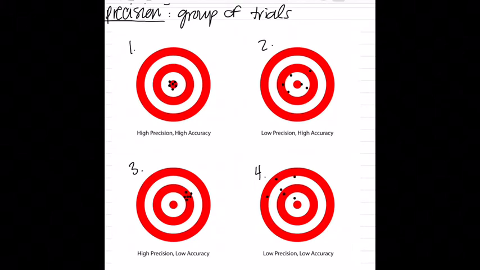They're all real close together, so that means that I'm going to have high precision, but they are not on the bullseye, so that means that I have low accuracy. Now in number 4, they are not grouped together at all, and they are not on the bullseye, so that means low precision and low accuracy.